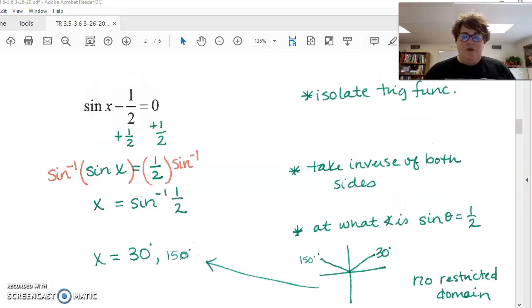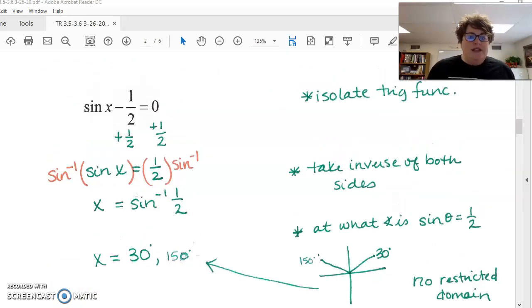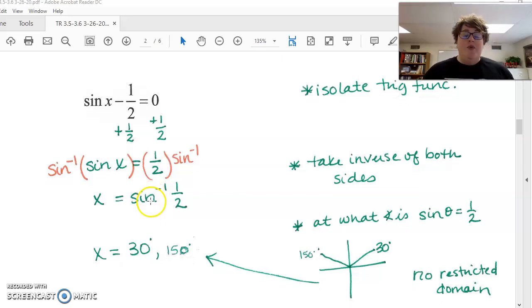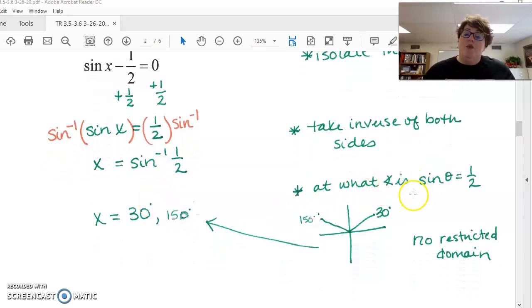For the first example: sine x minus 1 equals 0. You want to isolate your trig function on one side. Take the inverse of both sides, and that's what's there in the orange. It kind of looks red. When you take the inverse sine of sine x, you just get the x out. Then you ask yourself, at what angle is the sine 1/2? Remember, we know that sine is positive where the y is positive, so it's happening at 30 degrees and at 150 degrees. Both of those are solutions. We don't just use the restricted domain. Both are solutions.